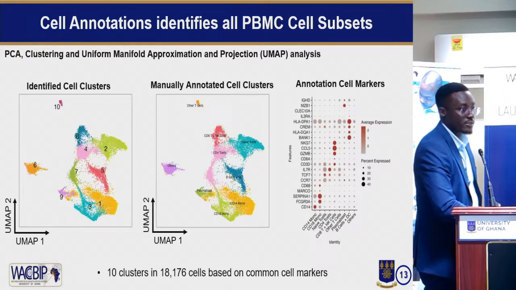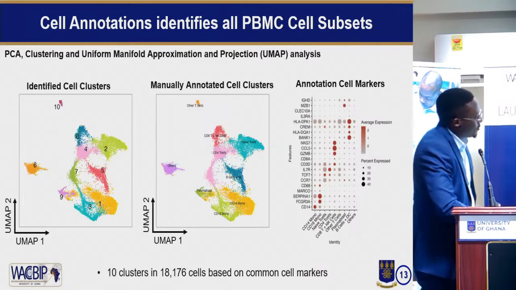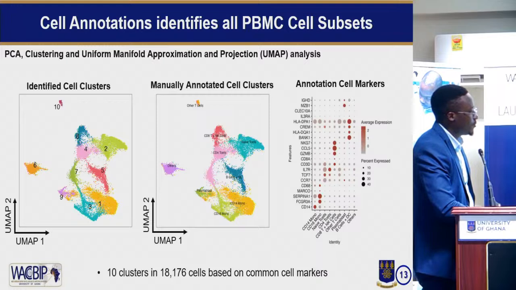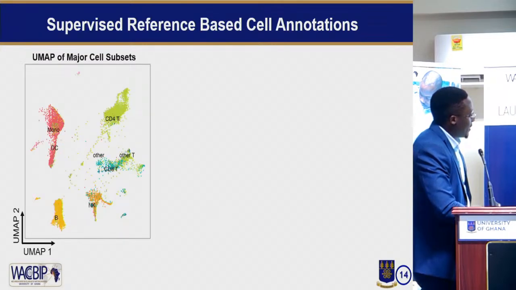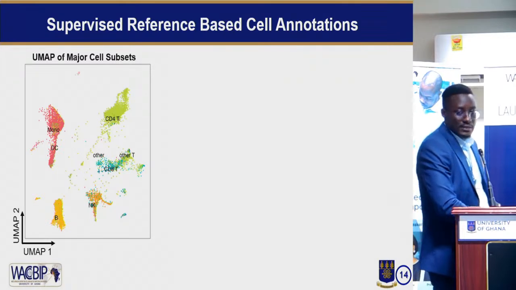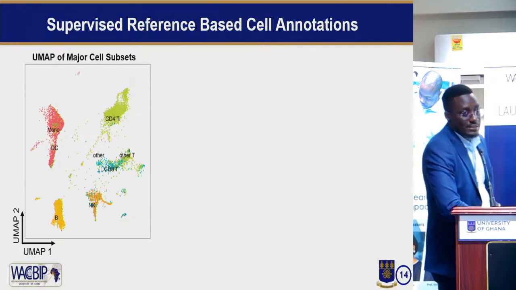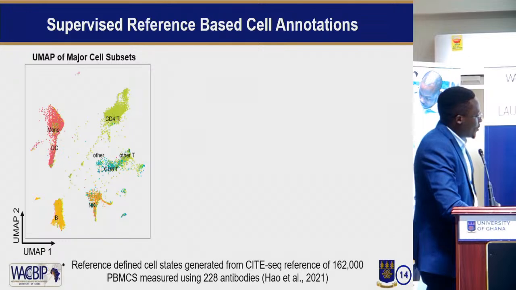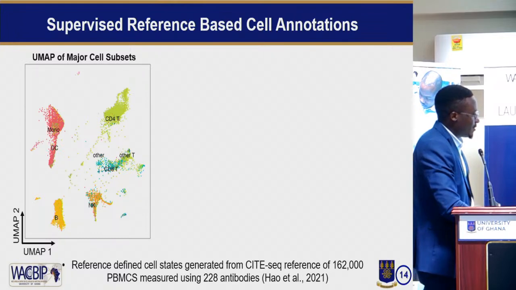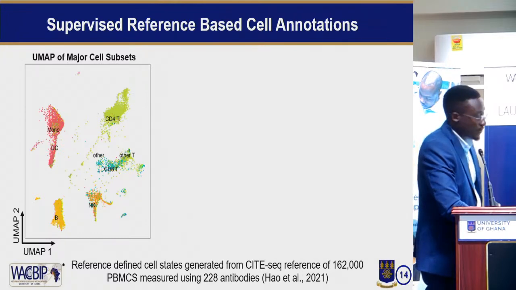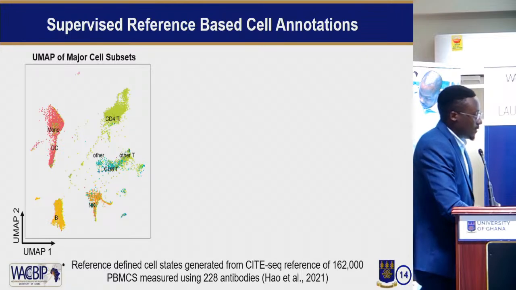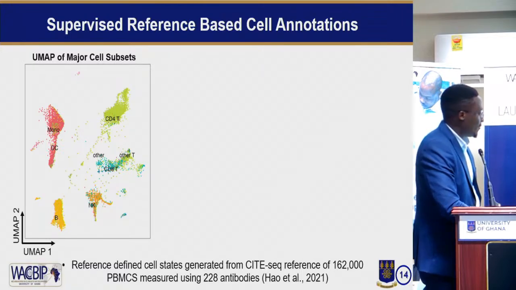For example, we know CD14 is a marker for monocytes. So we used those different markers to identify all these different cell types, and we labeled them. But to further identify even the small cell types, because we don't have markers for most of the cell types, we used reference-defined cell types. This is a CITE-seq study reference which used 162,000 PBMCs and almost 228 antibodies to annotate the different cell types.